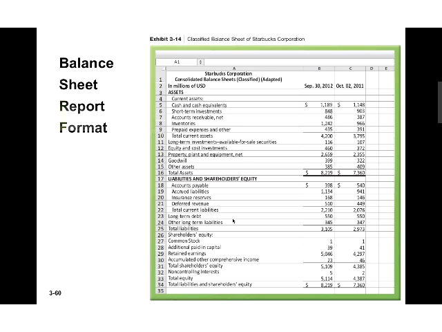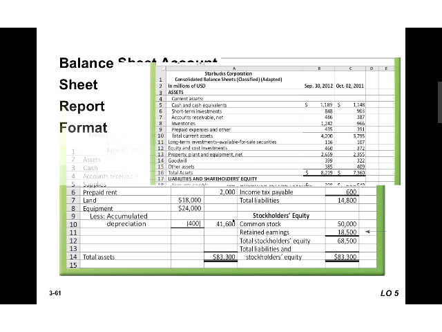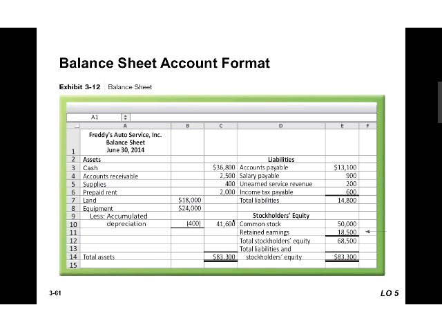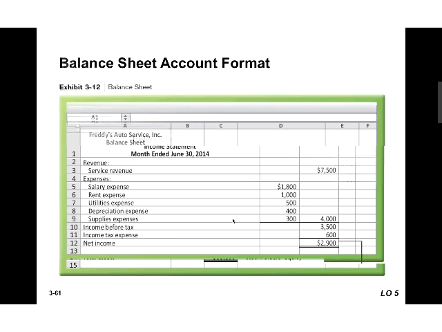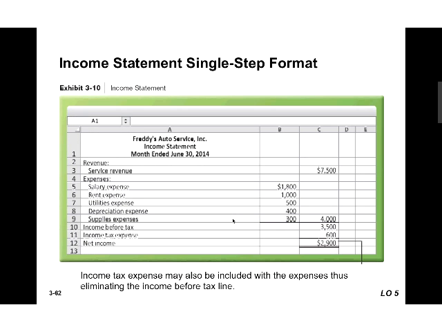So that's Exhibit 3-14. Exhibit 3-12 is another way to present a balance sheet, just side by side. Now, 3-10, we talked briefly, we had an exercise where we did a single-step income statement. And here is a single-step income statement. We list our revenues, we list our expenses, take the difference, and we get income before tax, then subtract our income tax expense, and we get net income. Okay, so single step, very, very straightforward.